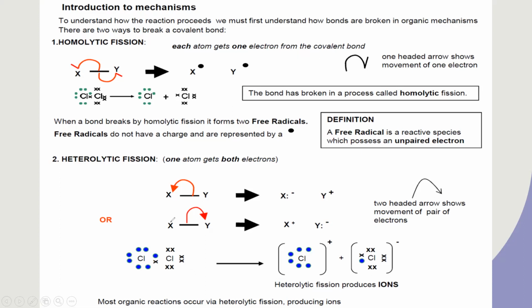In heterolytic bond breaking, the pair of electrons which is shared, both electrons are taken by one of the elements. The element which takes those electrons will get a negative charge, and the other one will be positive. It can happen the other way around too, like X reacting with Y. If Y takes both of the electrons, Y will be negative and X will be positive. So a free radical is a reactive species which possesses an unpaired electron, and heterolytic breaking results in the formation of ions.